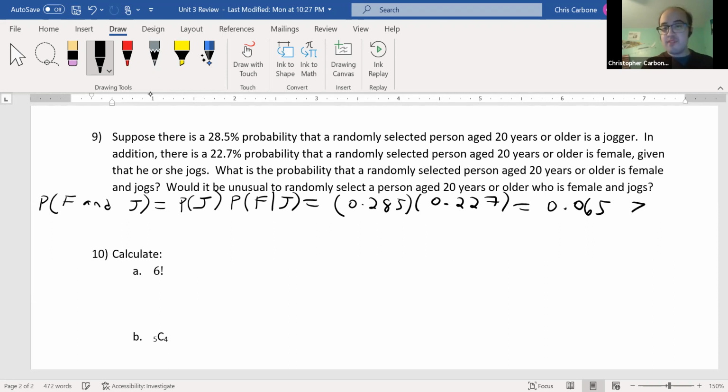Which is greater than 5%. Right? 6.5% is greater than 5%. It is not unusual.